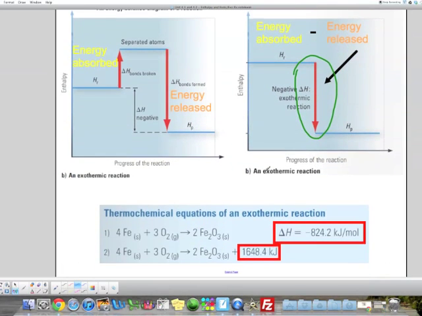So how do we express this through a thermochemical equation? Well, we'll either put the change of enthalpy outside the equation and express it with a negative sign to show that the energy is released, or we will put the energy on the product side to show that the overall reaction releases, along with the products, a certain amount of energy.